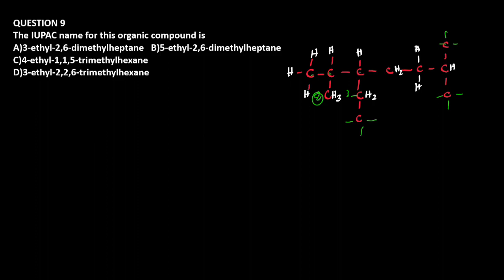It's simple. Now this is 1, 2, 3, 4, 5, 6, 7. The longest chain is what? 7. So let's go in this direction and also in the other direction, and check which one we will pick. So this is 1, 2. So we have a 2 methyl.